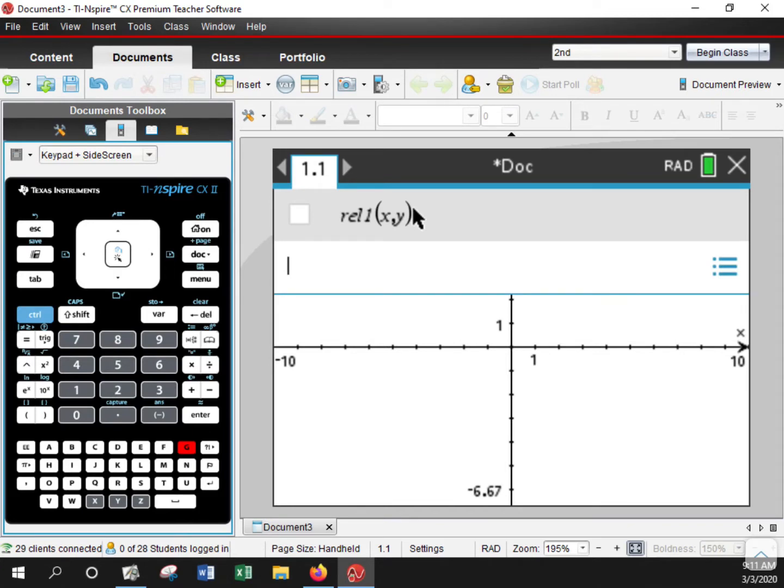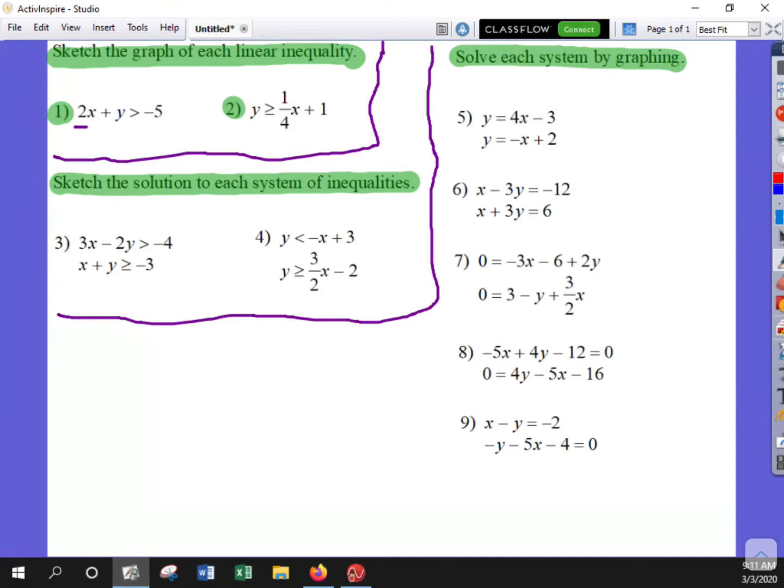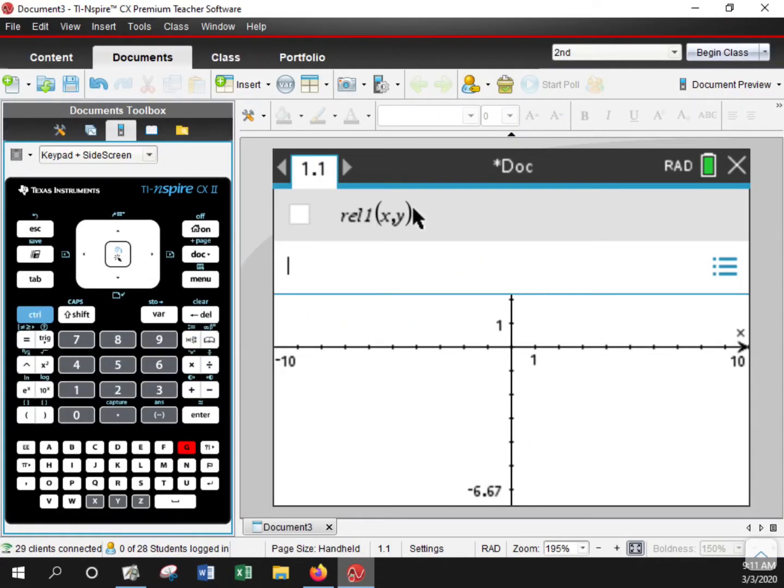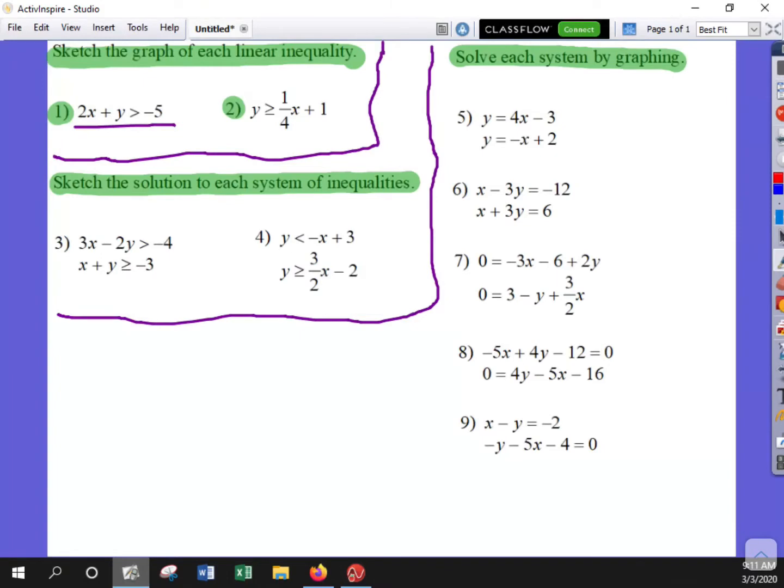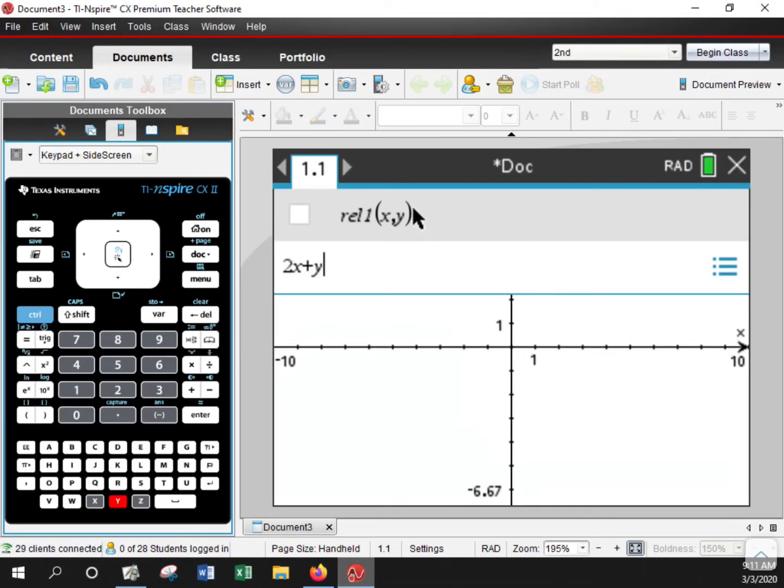Now let's take a look at which one we want to graph. I just type in the graph the way I see it. So we've got 2x plus y is greater than -5. So I type in 2x plus y. Now it was greater than, right? Yep. So to get my greater than and less than signs, I hit Control and the equal sign there.